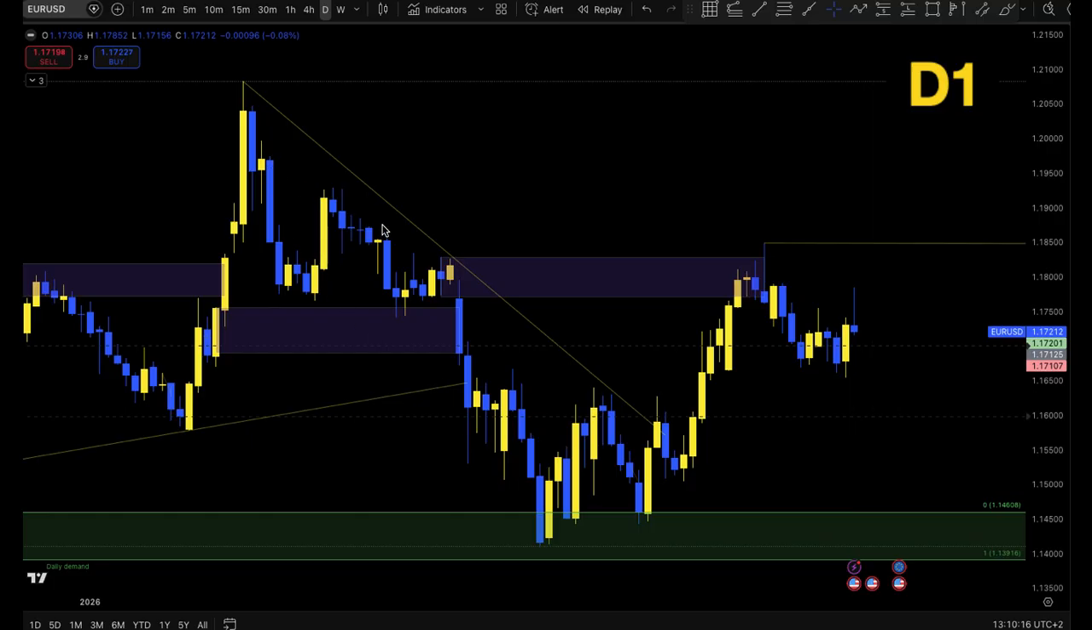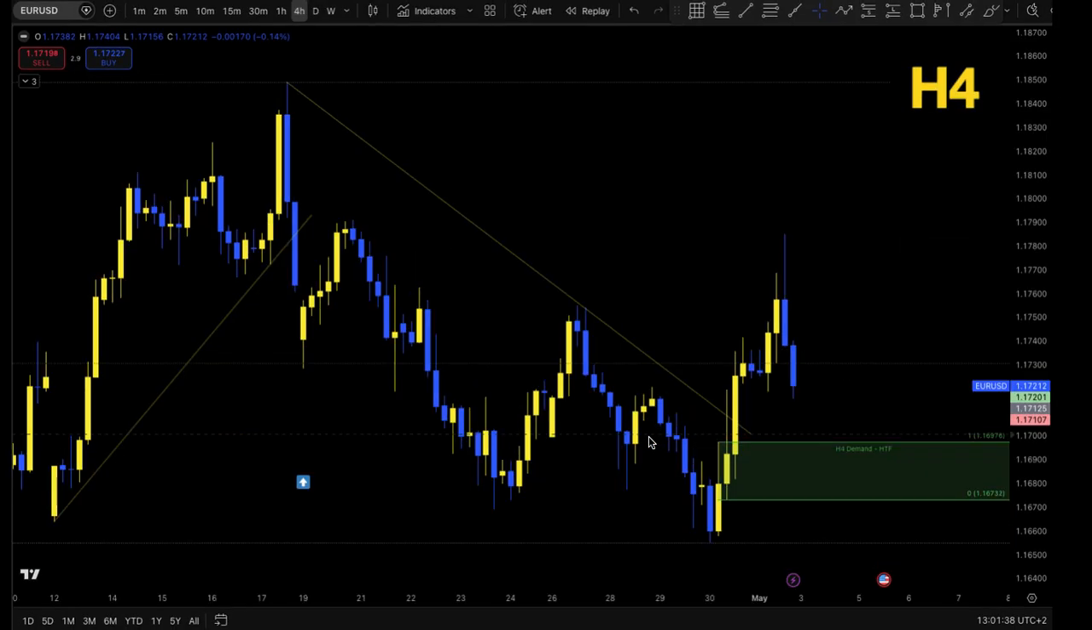So on our higher time frame, being the daily time frame, we can see that price is reacting off this demand zone quite nicely. So higher time frame is in control with this demand zone. Let's go on to our 4 hour.